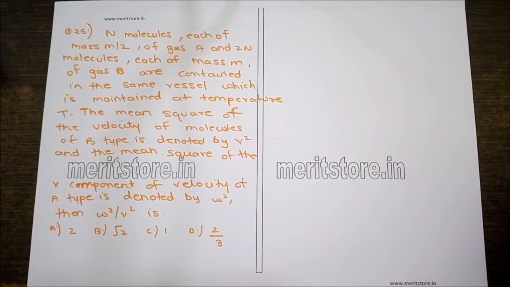N molecules each of mass m by 2 of gas A and 2n molecules each of mass m of gas B are contained in the same vessel, which is maintained at a temperature T. The mean square of the velocity of molecules of B type is denoted by V square, and the mean square of the x component of velocity of A is denoted by omega square. Then omega square upon V square is, the options given are 2, root 2, 1 and 2 by 3.